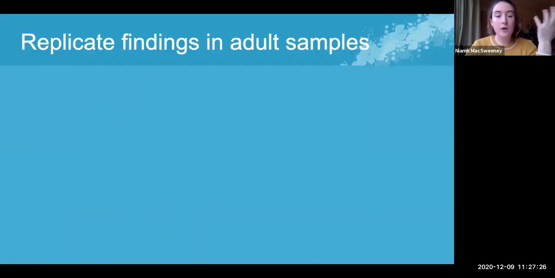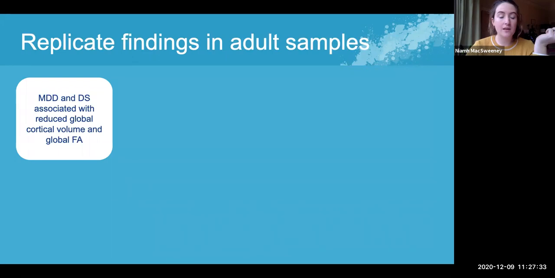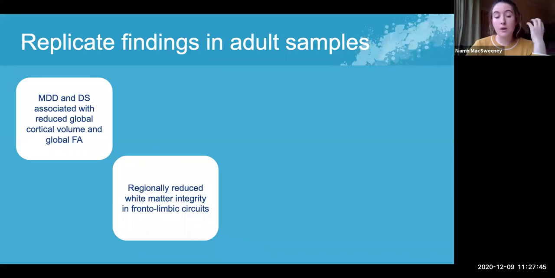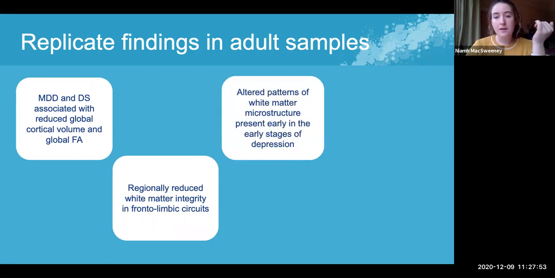So the first main finding of our study was that we replicated findings in the adult MDD literature. We found in the sample that major depressive disorder and depressive symptoms are associated with reduced global cortical volume and global FA. And then in terms of regional measures, we see reduced white matter integrity in these frontal limbic circuits. The fact that we see an alignment between the adolescent literature and the adult literature suggests that these brain structure alterations may be present very early in the stages of depression. We see them in these 9 and 10-year-olds, who are in the really early stages of adolescence, and it suggests that these alterations persist across adolescence and into adulthood.